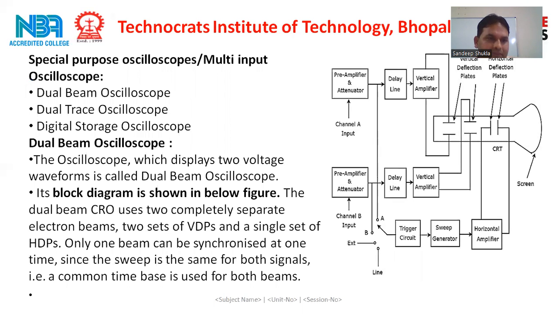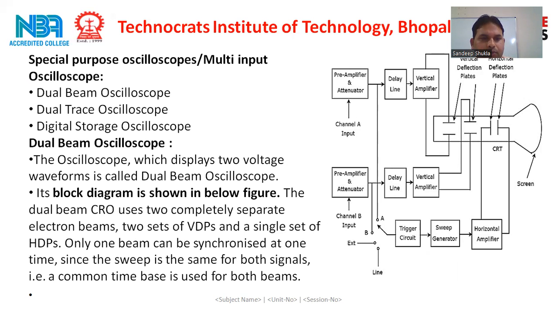Now come to this slide. In this slide, we will discuss some types of oscilloscope. So these are the special purpose oscilloscopes. The first one is the dual beam oscilloscope, the second is the dual trace oscilloscope, and the third one is the digital storage oscilloscope. So we will discuss the dual beam oscilloscope.